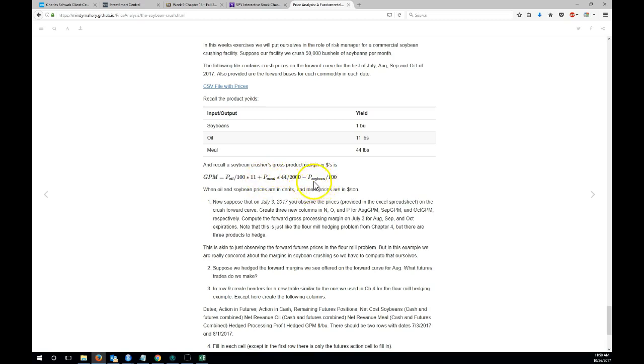Then simply for the cost, we're just going to subtract off the cost of soybeans per bushel, and that's going to be the price of soybeans per bushel. And here we're just dividing by 100 because again, our data vendor gives us prices in cents per bushel rather than dollars per bushel. Okay, so now let's notice what the instructions say to do for number 1. We're going to focus on July 3rd, and we're going to create new column headers in columns N, O, and P. We're going to call them August gross processing margin, September gross processing margin, and October gross processing margin. So let's go do that.